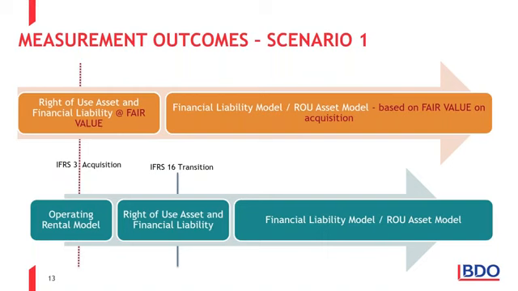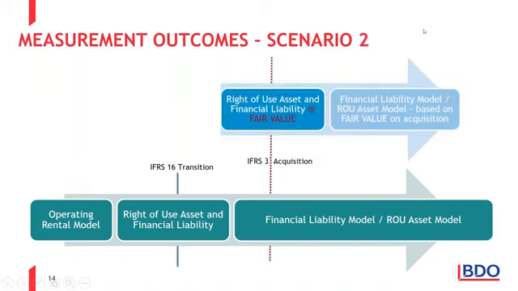Under scenario 2, I'll just wait for you to move. There we go. This is probably more common now in terms of where we are in transitioning to the new standards. You have an acquirer at the bottom who has transitioned to the new lease accounting standard. They already have a right of use asset on their balance sheet, and now we have an IFRS 3 acquisition, a business combination above that, where the acquirer acquires the business.